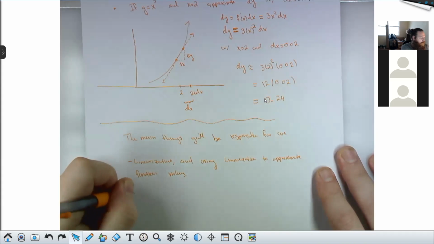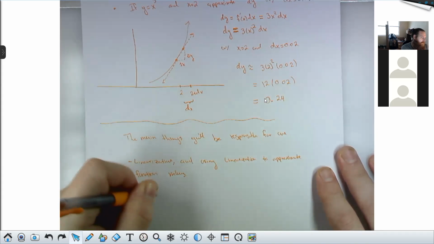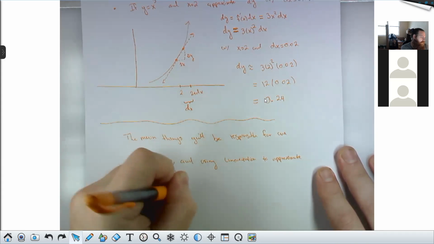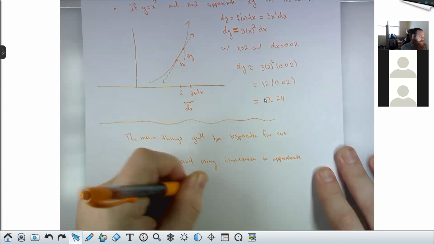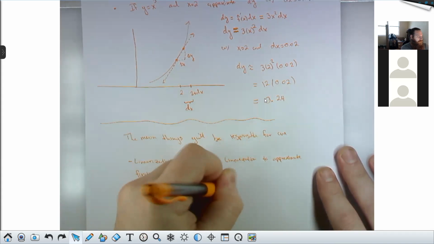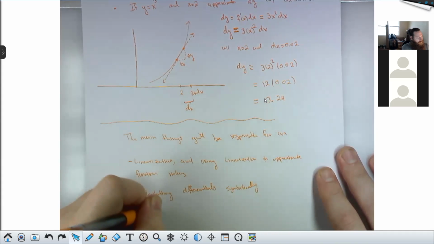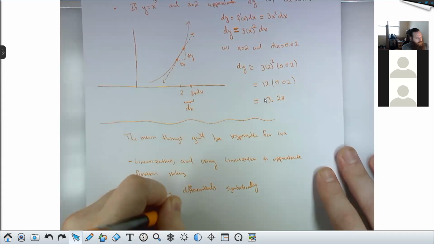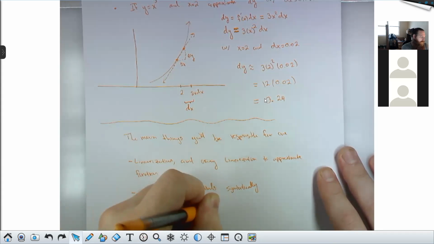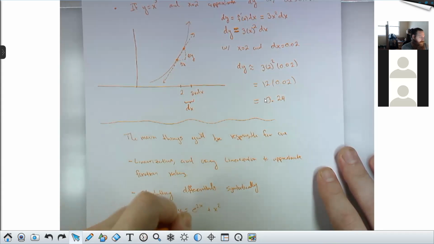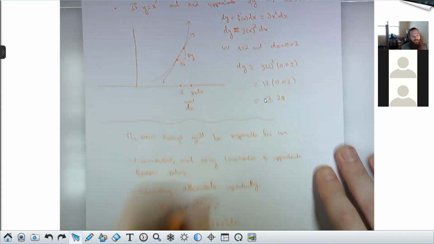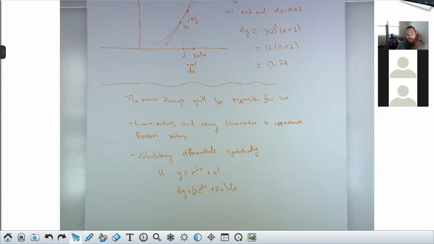But then the differentials are important. So just calculating differentials symbolically. Things like if y is equal to e to the 2x plus x squared, then dy is equal to 2e to the 2x plus 2x times dx. So these are the sort of things that you guys will be responsible for in the exam setting.